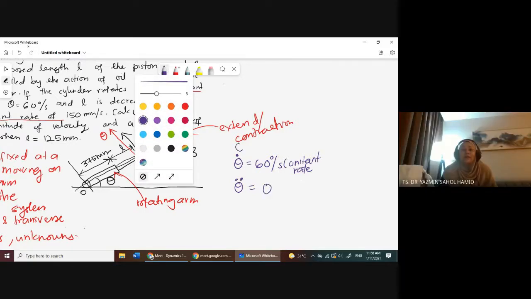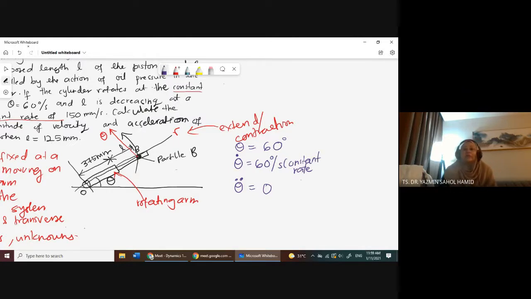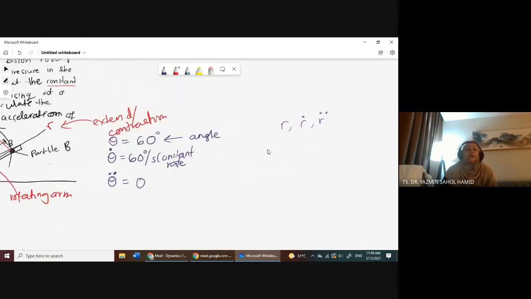So what is theta? Theta is the angle, 60 degrees. So those are the things. This is the angle. And what is theta dot, 60 degrees per second? This is the derivative of the angle, also known by another term, angular velocity.